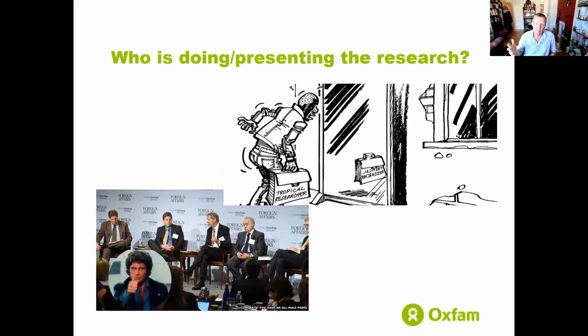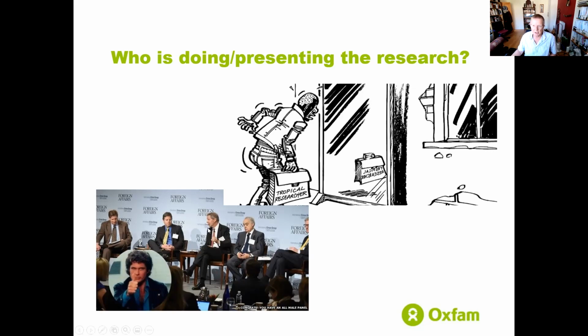This issue has gone more and more up the agenda, I think, in recent years. Who is presenting the research? There's a lot of criticism of the role of people like me in the research business, going to countries like this cartoon is from the Democratic Republic of Congo, employing local researchers, calling them research assistants, and then somehow they never appear on the final paper. And when they look in the mirror, there's nothing there.